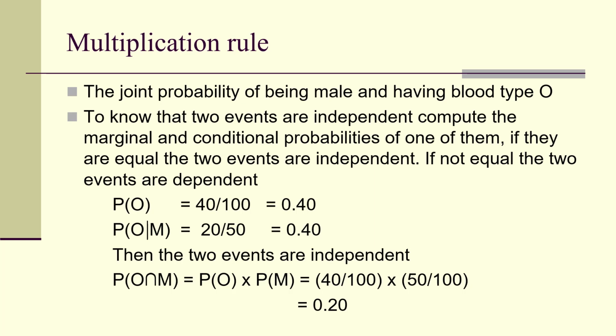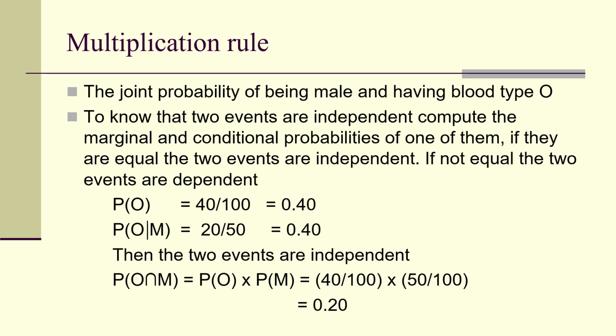Let's look at an example. We want to calculate the joint probability of being male and having blood type O. To know whether two events are independent, we can compute the marginal and conditional probability of one of them. If they are equal, the two events are independent, and if they are not equal, the two events are dependent.